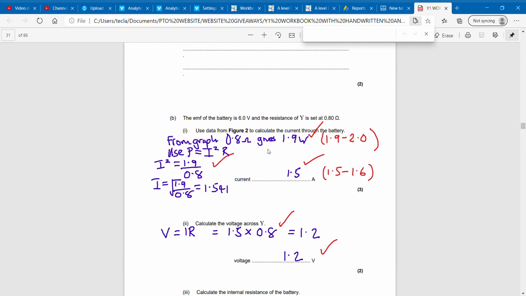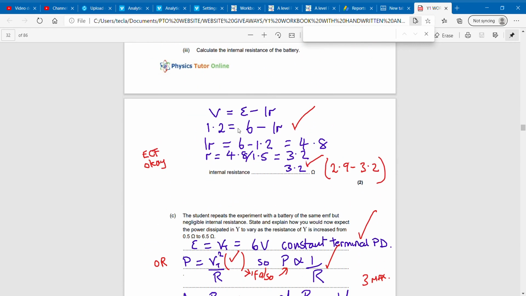We're told that the cell has an EMF of 6 volts at the top in the question, and so we can work out the lost volts. So it's going to be 6 minus 1.2, which is 4.8 volts, and then from that work out r, small r here, the internal resistance of the cell. So it's going to be 4.8 divided by 1.5 equals 3.2 ohms.